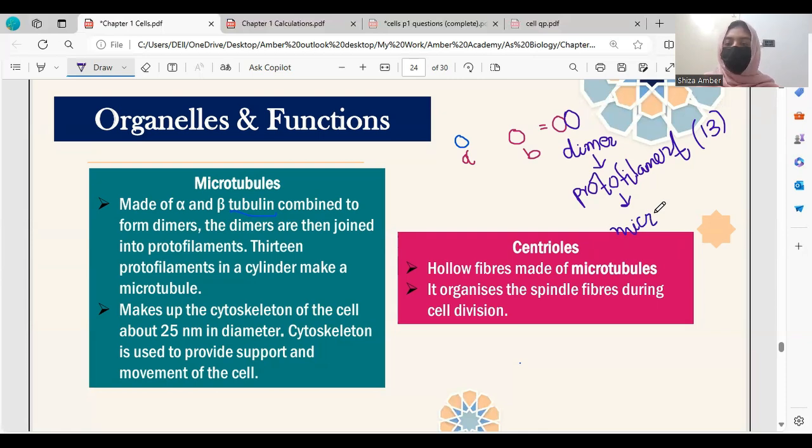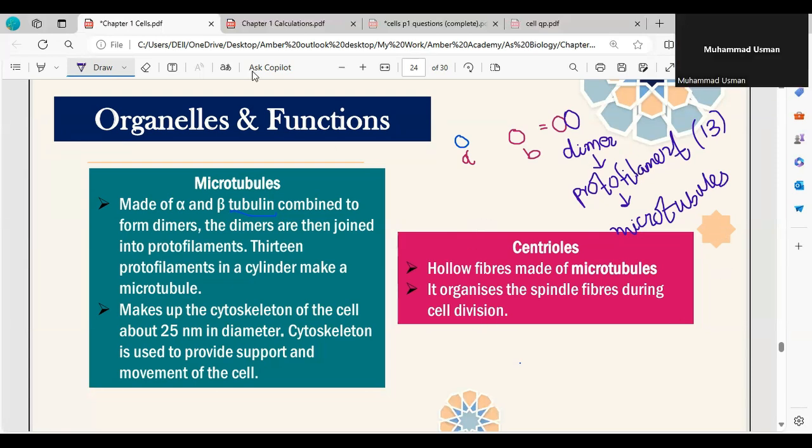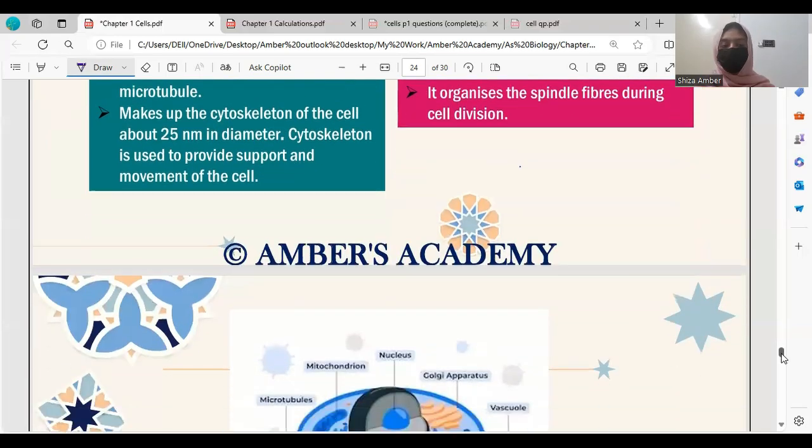So far, are we clear on the structure of microtubule? I haven't discussed the function of microtubule so far, so I hope we are clear on the structure of how microtubules are made. Clear? Yes, miss. All right. So let me show you the picture of microtubule, and then we'll proceed.